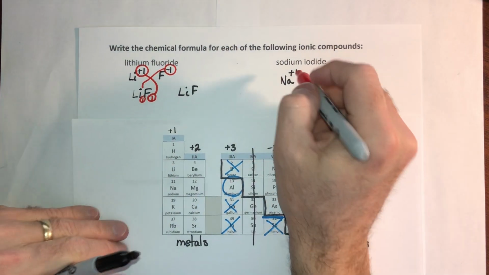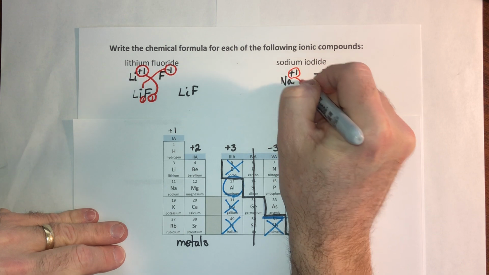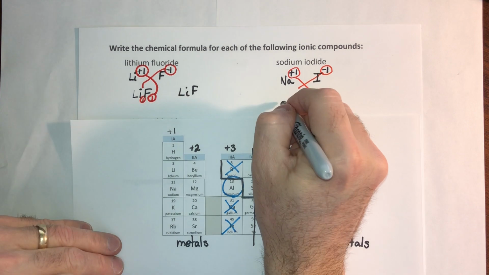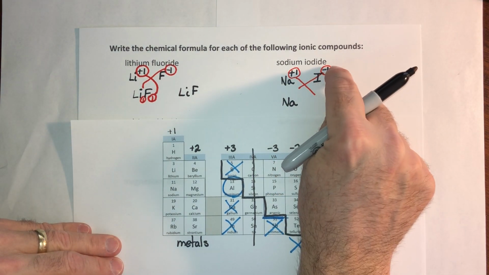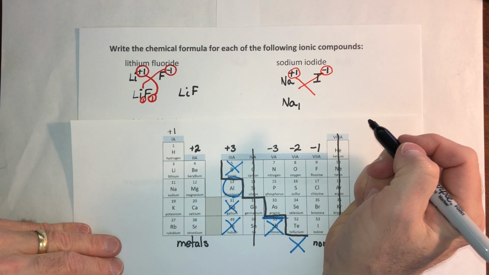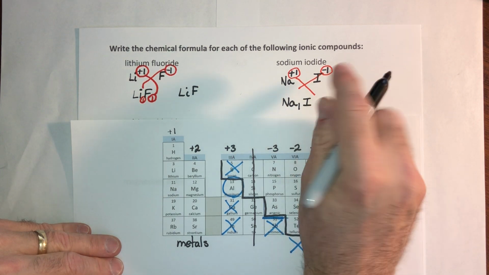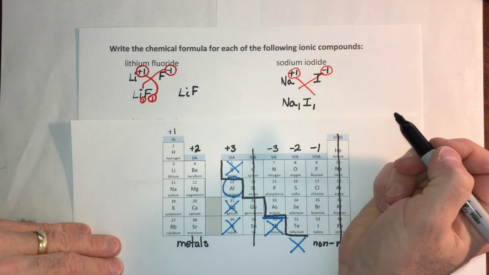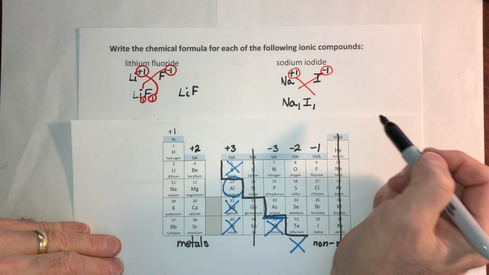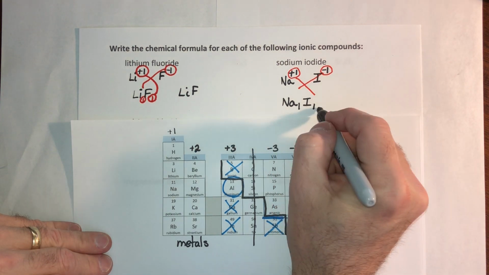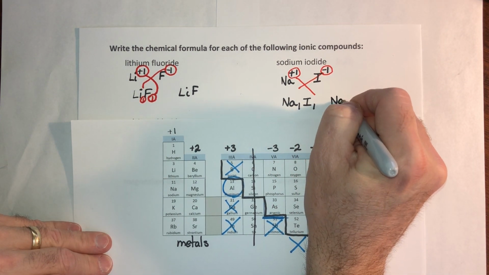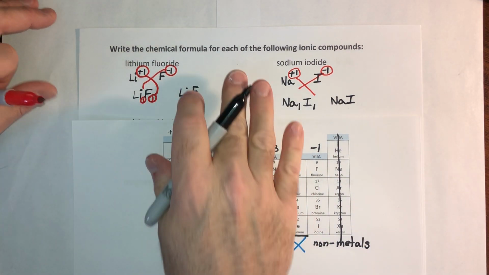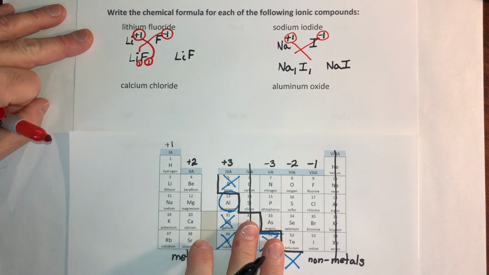Or you could think of it as: let's switch the charges to give me the numbers. If you want to know how many sodiums, it's based on the charge of the iodine, so I need 1. If you want to know the number of iodines, it's based on the charge of the sodium. The charge on the sodium is a 1, so you get a 1. You just take the 2 numbers and switch them. Now, we don't write the 1s, so this would turn into NaI, sodium iodide. All right, let's move it up a little bit and look at our next example.